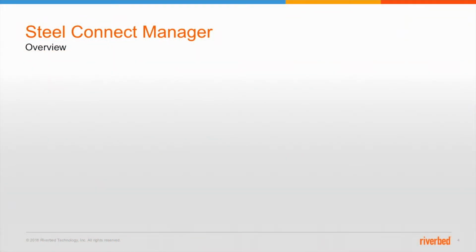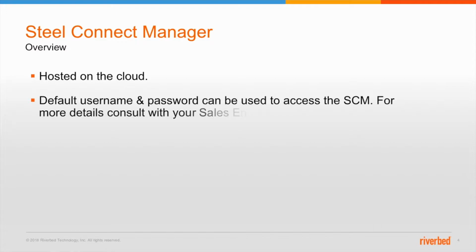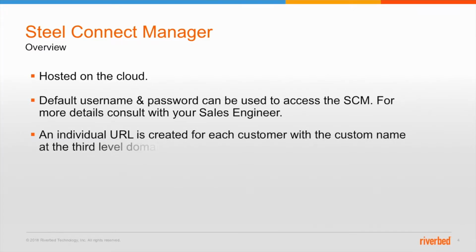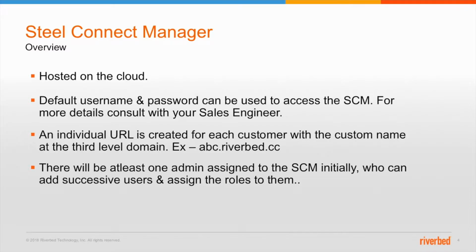What is a SteelConnect Manager? SteelConnect Manager is the central entity which is hosted on the cloud, and it will be used to manage and configure all our devices in the network. Customers can log into the SCM using the default username and password given to them. An individual URL will be customized for each customer at the third level domain. So for example, if my company's name is ABC, then the customized URL for me to log into the SCM will be abc.riverbed.cc. There will be at least one admin assigned to the SCM initially who can add successive admins and assign roles to them.